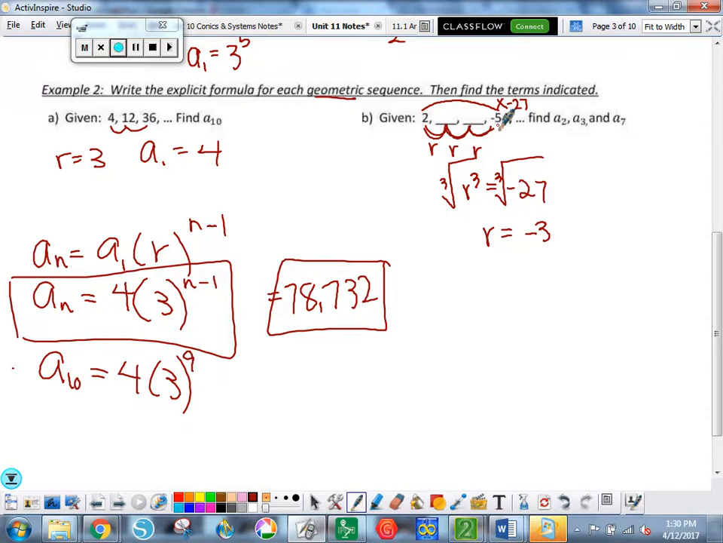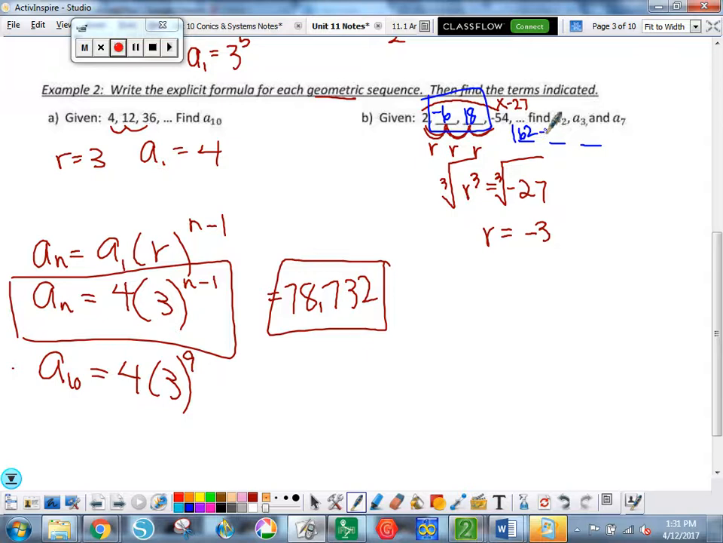Yeah. So to find the next term, 2 times negative 3 is negative 6. And negative 6 times negative 3 is 18. And is 18 times negative 3 negative 54? It better be. So 1, 2, 3, 4, 5, 6, 7. Multiplying the negative 54 by negative 3 would be a positive, because it asks for the 7th term too. 162. Times that by negative 3.